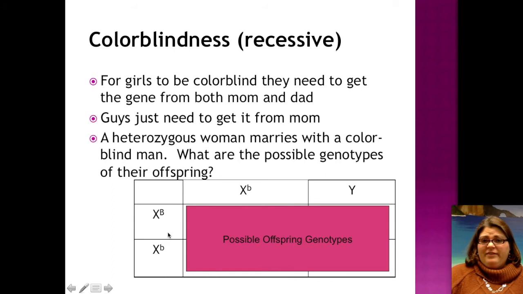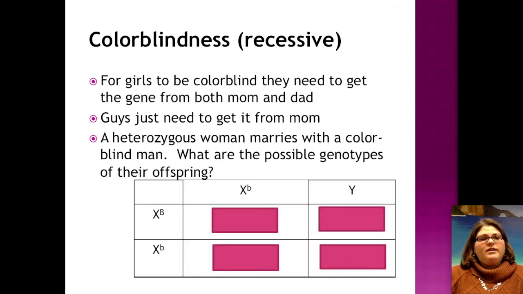On the left-hand side, we have mom. Mom is heterozygous, so she's going to have normal vision. She's going to be able to see colors because she's got that dominant normal allele. But she's also a carrier for it. In other words, she has it but doesn't express it. She's heterozygous, so she has an allele that she could potentially pass on to her children.